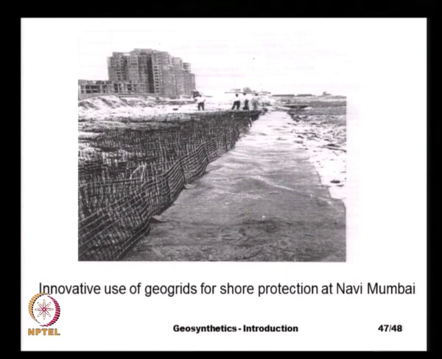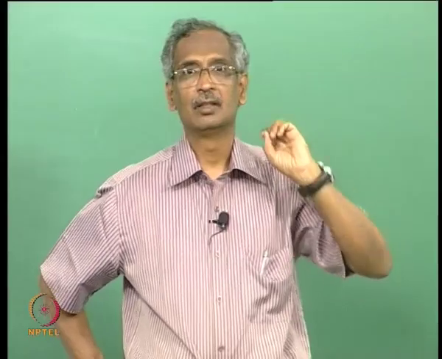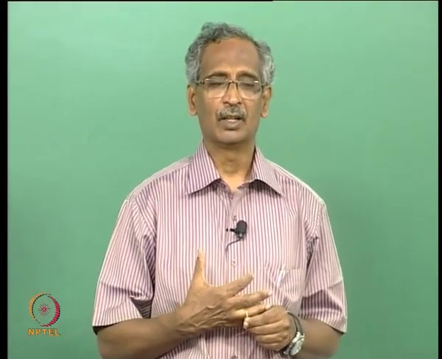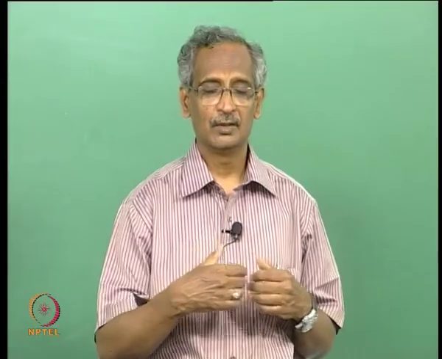Here we see a very innovative application of very low strength geogrids for coastal protection. This particular application was at Navi Mumbai, near the Vashi railway station. Because of the ocean currents and the tidal actions, the land was subject to erosion, and most of Navi Mumbai was constructed by reclaiming the land from the sea. And once you take something from the sea, it would like to get it back. Slowly, whatever islands were constructed, there was severe erosion.